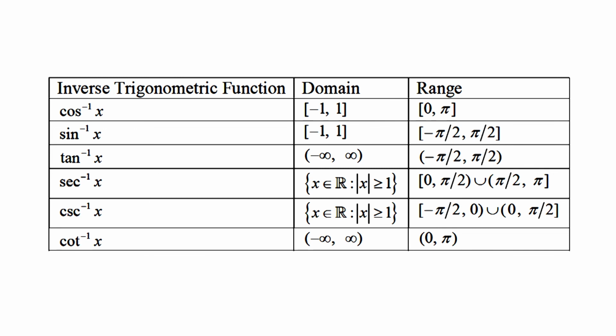Similarly, y equal to cos inverse of x or y equal to arc cos x is the number in the closed interval 0 to pi for which cos y equal to x. We list the domain, range and inverse of the trigonometric functions in the following table.